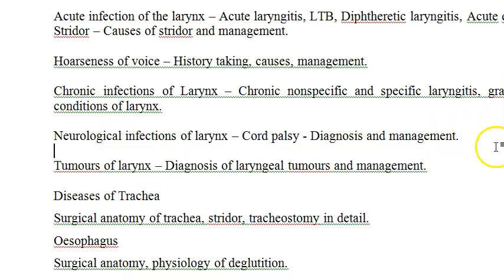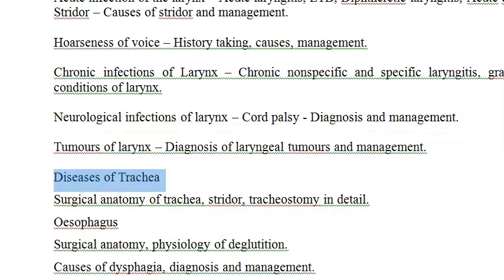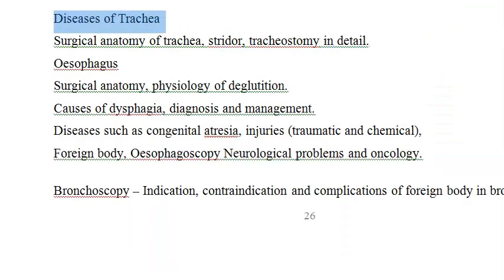Then as usual, we'll come to tumors. In tumors, we'll study laryngeal tumors, how to manage. Now finally, again, there's one more topic here, trachea, guys. We need to know the trachea. So again here, anatomy of the trachea, stridor, tracheostomy in detail. This is important. Even as a skill, you should know tracheostomy.